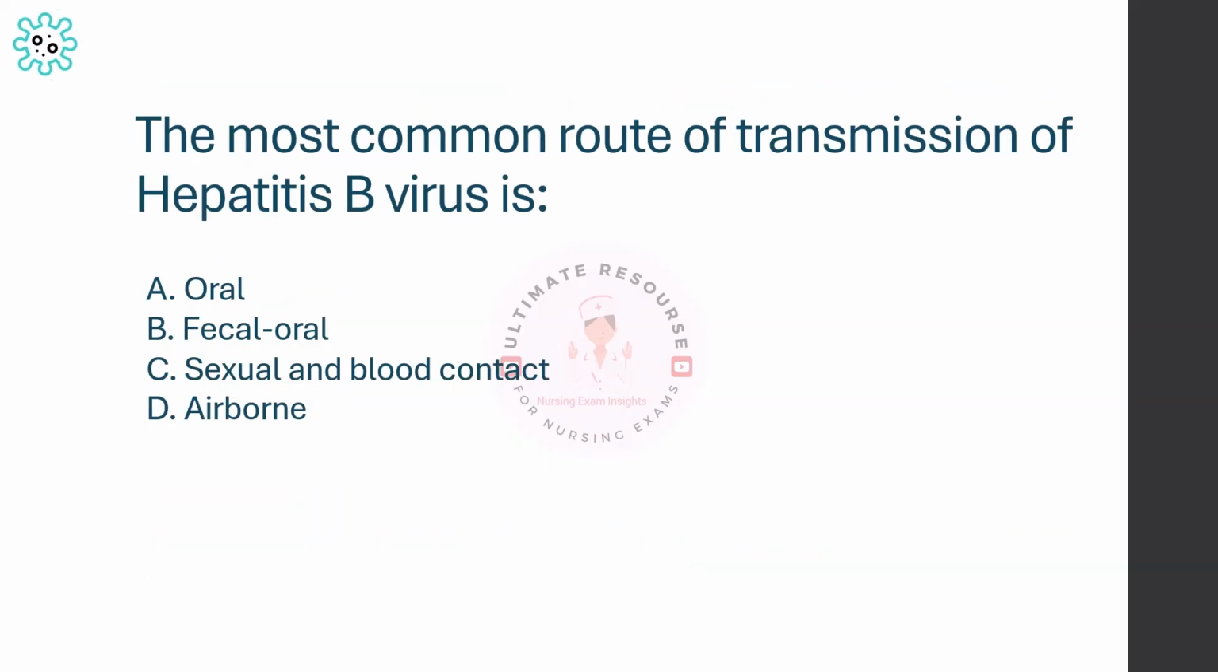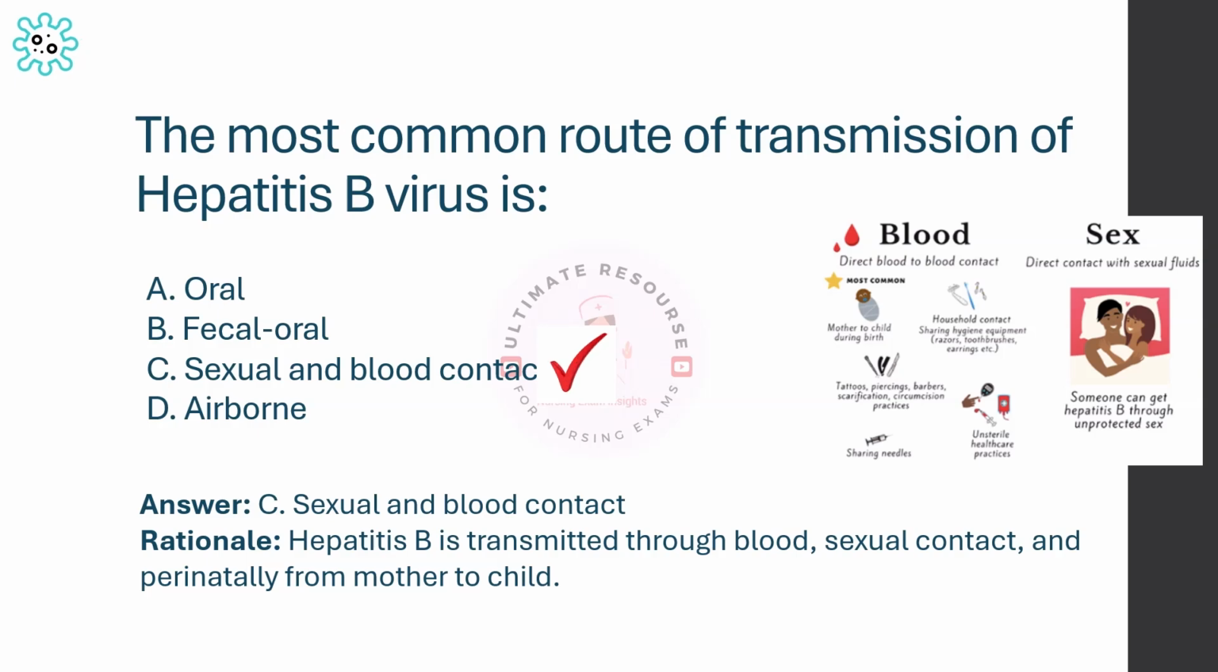The most common route of transmission of hepatitis B virus is, options are A. Oral, B. Fecal-oral route, C. Sexual and blood contact, D. Airborne. The answer is C. Sexual and blood contact. Hepatitis B is transmitted through blood, sexual contact, and perinatally from mother to child.